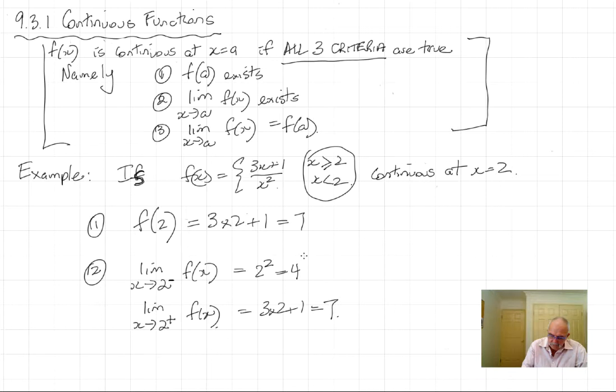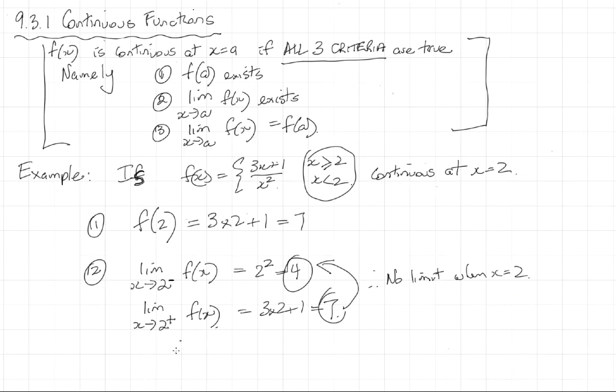Now because when we come in from the left-hand side, or the negative side of 2, and we come in from the positive side, we get two different values for the limit, therefore there is no limit when x equals 2. So it does not exist. So we don't even have to go to criteria 3. Criteria 2 is not met, therefore f of x is discontinuous, another word for not continuous, at x equals 2.